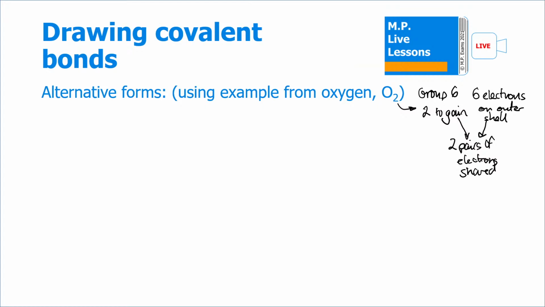One alternative way you can show this molecule is through a ball and stick diagram. So if each atom is a ball, and each pair of electrons shared is a stick, so covalent bond.